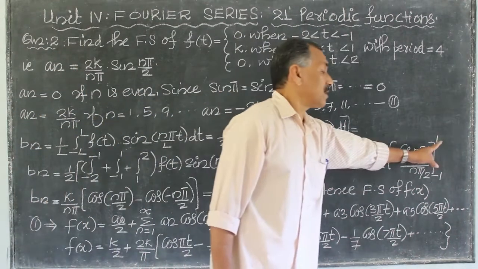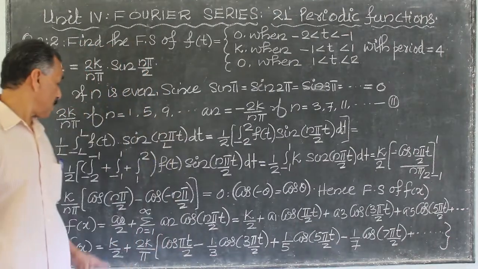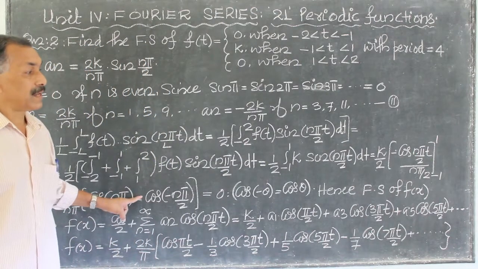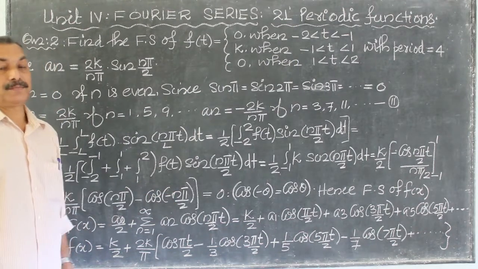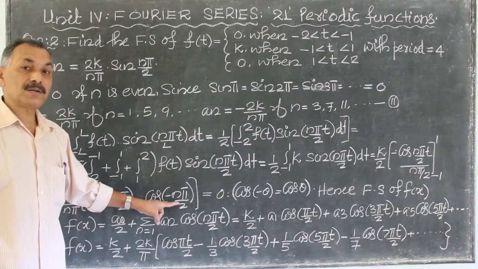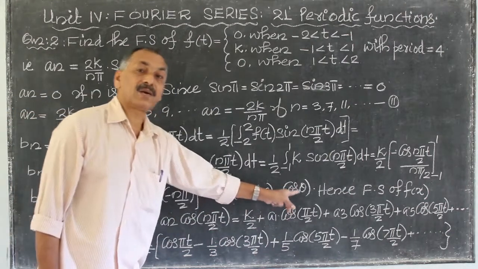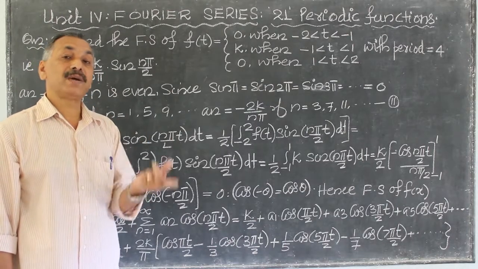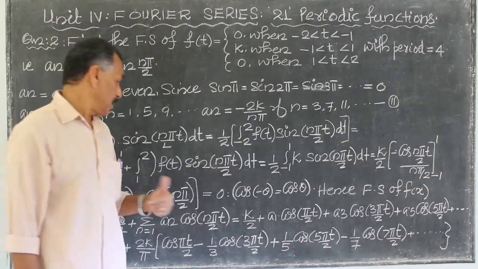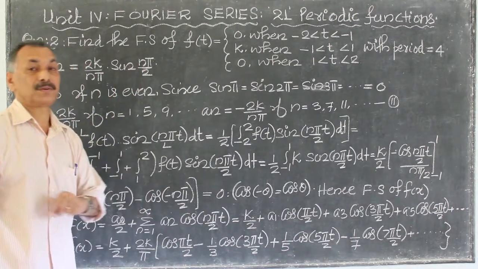Apply the upper limit t equal to 1: cos n pi by 2 into t gives cos n pi by 2, minus the lower limit, which gives cos of minus n pi by 2. Because cos minus theta is equal to cos theta, whereas sin minus theta is equal to minus sin theta. So these are both cos n pi by 2, and cos n pi by 2 minus cos n pi by 2 is equal to 0.